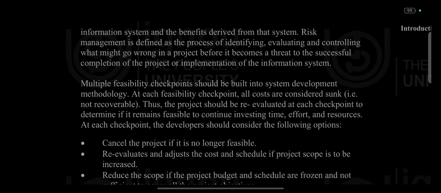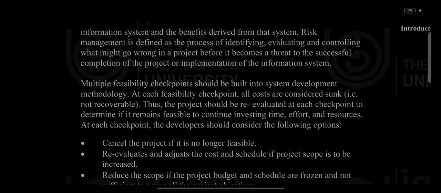Risk management is defined as the process of identifying, evaluating, and controlling what might go wrong in a project before it becomes a threat to the successful completion of the project or implementation of the information system. Multiple feasibility checkpoints should be built into system development methodology. At each feasibility checkpoint, all costs are considered sunk, that is, not recoverable.